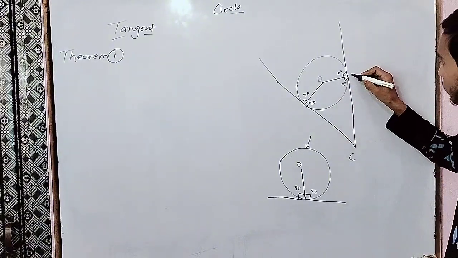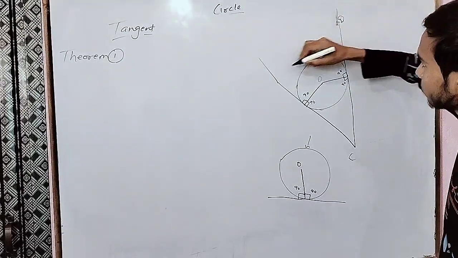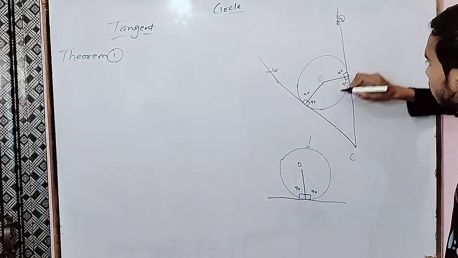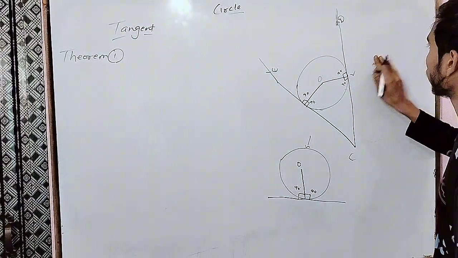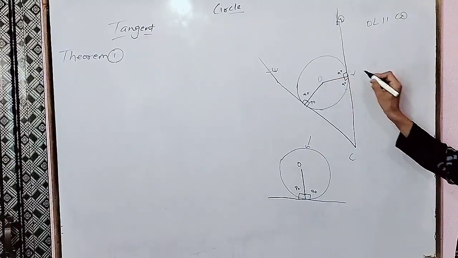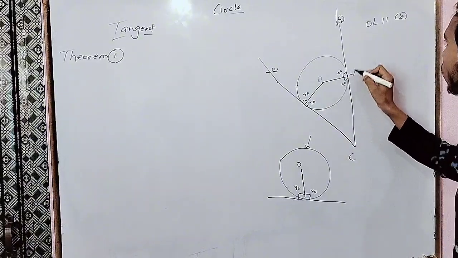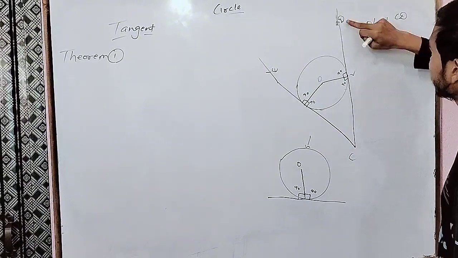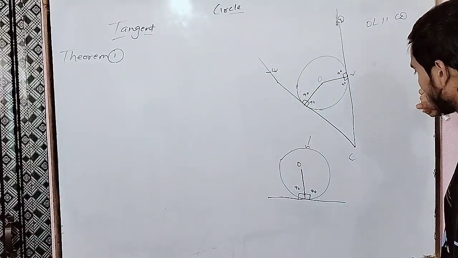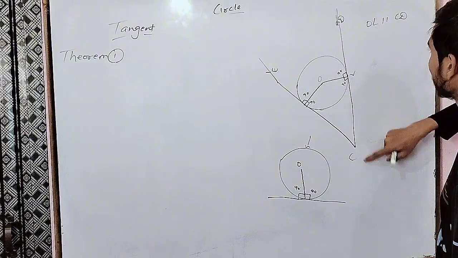So here we can say CD. Let's say CD. From here we can say OL is perpendicular to CD. That's why OL is a bisecting line. So angle OLC is 90 degrees, angle OLD is 90 degrees, and CD is a straight line. So the sum of these angles will make 180 degrees, because CD is a straight line.